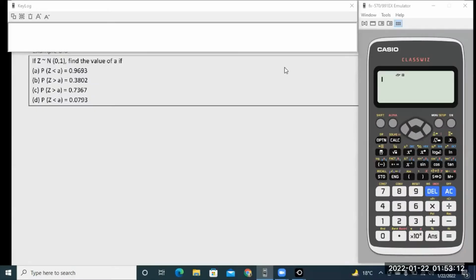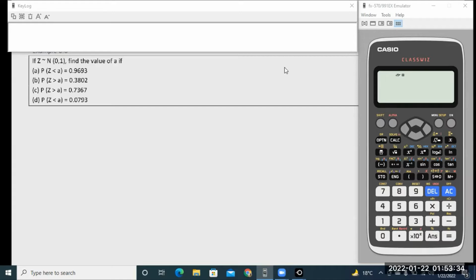Okay, in my previous video, I was showing you how to use your Classwiz calculator to calculate probabilities for z values. In this video, I am going to teach you how to use the calculator to calculate the values of z where the probability is known.